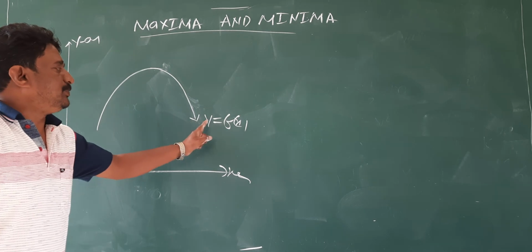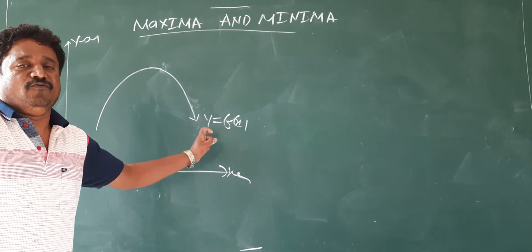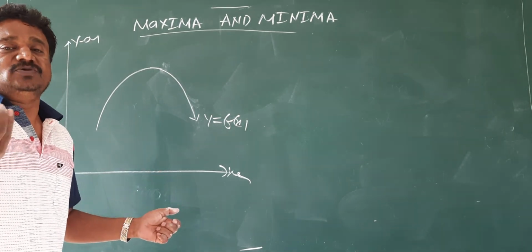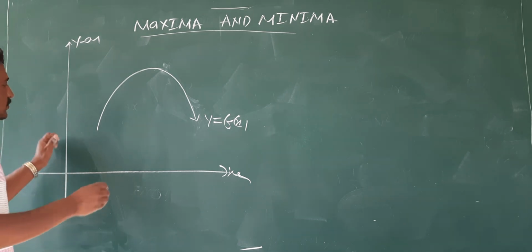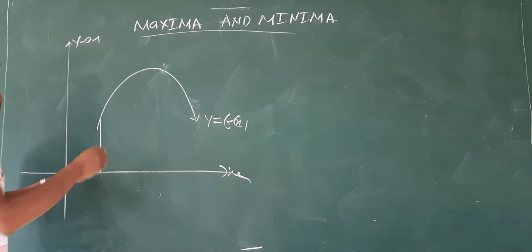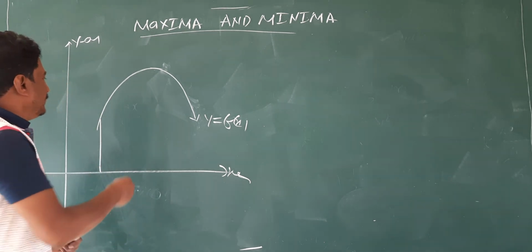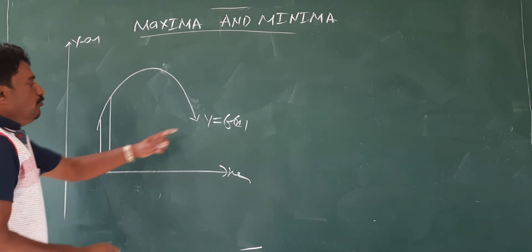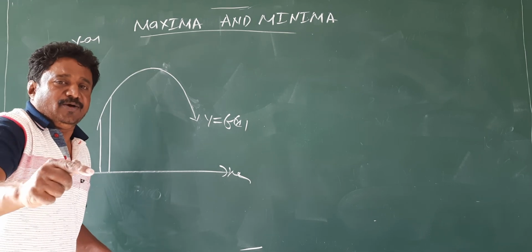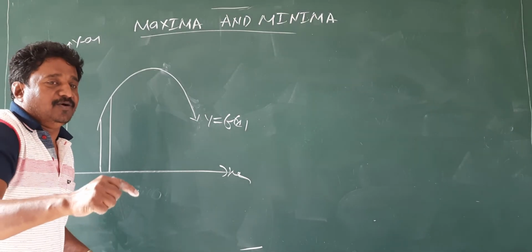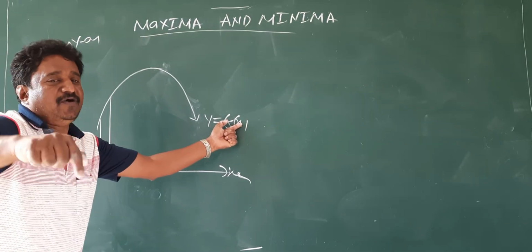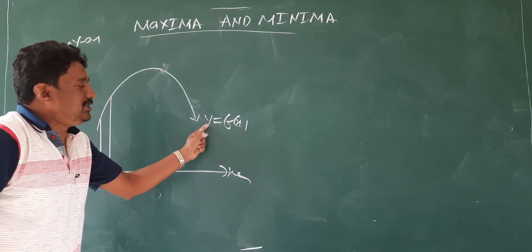We represent curves by y equals f(x). Y means curve, f(x) means curve. Curves are nothing but functions. Look at this, students, the y value of the function. Vertical value means y value of the function. Y value of the function means f(x) value, the values of the function, because f(x) is nothing but y.